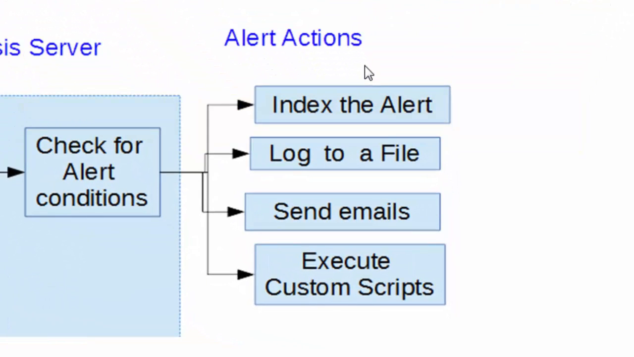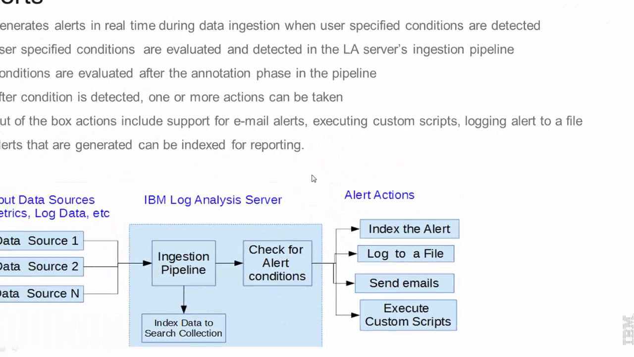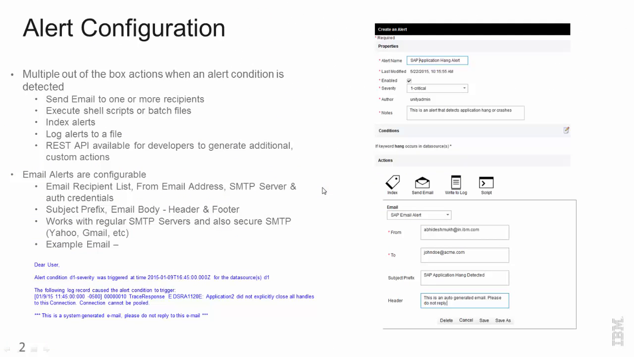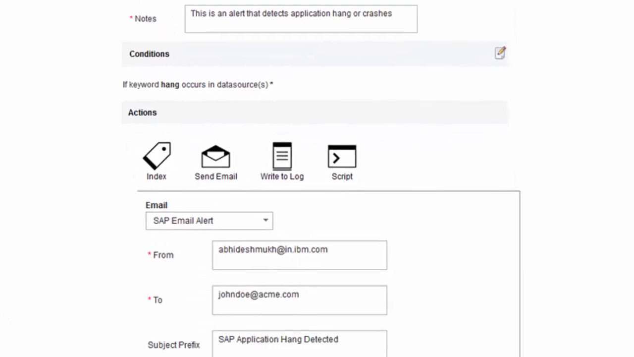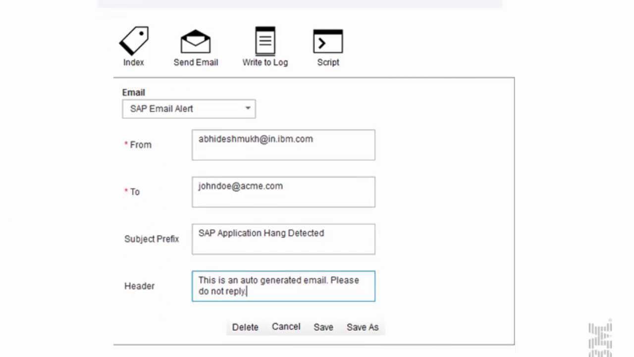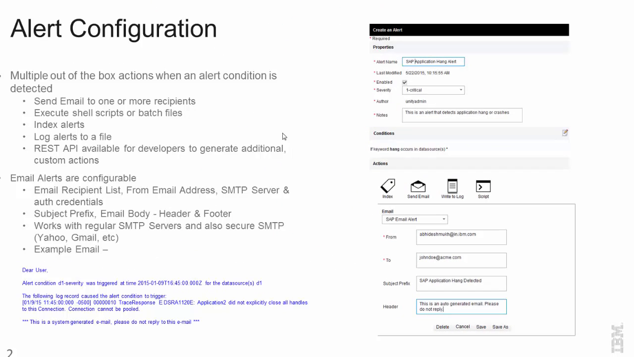Out-of-the-box actions include support for emails, executing custom scripts, and logging an alert, and alerts can also be indexed for reporting. Let's take a look at some of the more important aspects of how you configure alerts. While configuring alerts, you can configure an alert with a name. You can specify its severity, and as you can see in the screenshot here, you can take one or more actions. I'm going to walk you through a demo in a few minutes of an actual configuration, but this should give you an indication of what our alert configuration is.